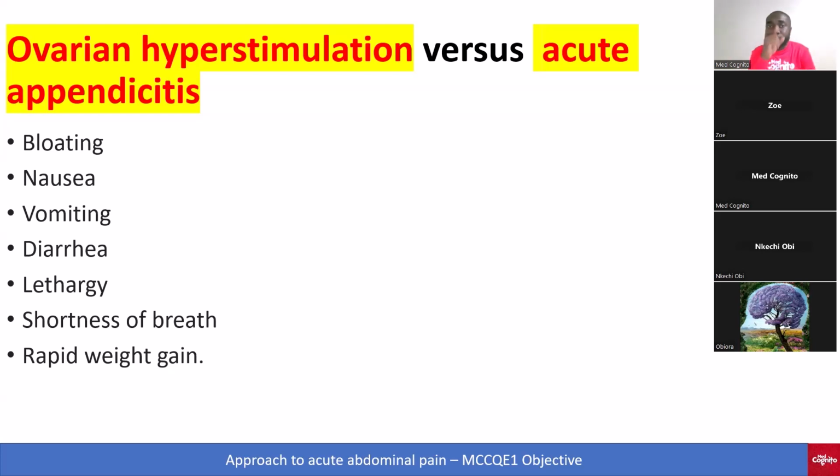you don't miss it. Ovarian hyperstimulation syndrome. How do you differentiate that from acute appendicitis? The patient will present with bloating. Of course, acute appendicitis may also have nausea, vomiting, then bloating and diarrhea, and the patient will be lethargic. And start looking at that patient who presents with bloating, nausea, vomiting, diarrhea, lethargy, and also has shortness of breath and rapid weight gain. As soon as you start seeing those clues, start thinking about ovarian hyperstimulation syndrome.